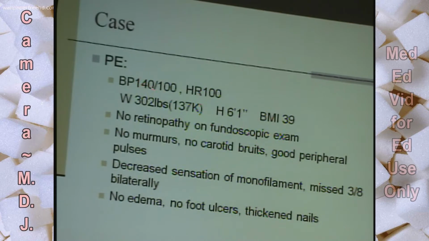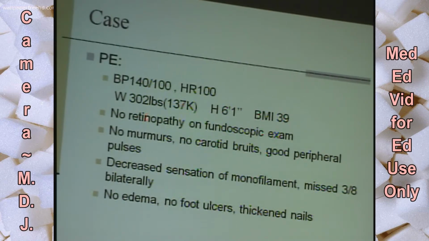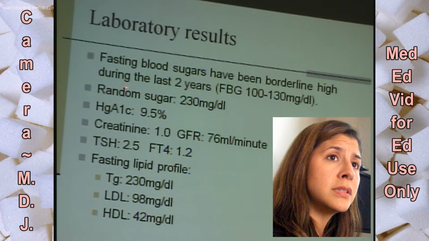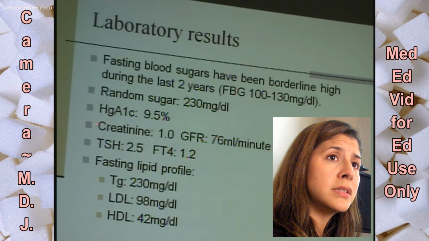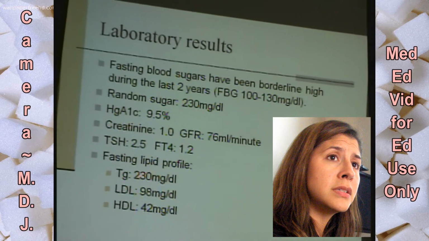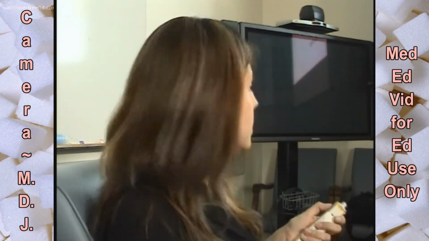At the physical exam, blood pressure is 140/100, heart rate is 100. He is fairly obese. There's so far no evidence of organ damage, but a little bit of neuropathy. At the initial lab tests, his fasting blood sugar has been borderline high during the last 2 years, somewhere between 100 and 130. So he's had diabetes for quite a while. Random sugar is 230, checked right before he came into the clinic. Hemoglobin A1C is 9.5. Creatinine is 1. GFR is 76. TFTs are normal, and the fasting lipid profile is remarkable for TG of 230 and normal LDL and HDL. Can you hear me back there? Okay. If you don't, just let me know.